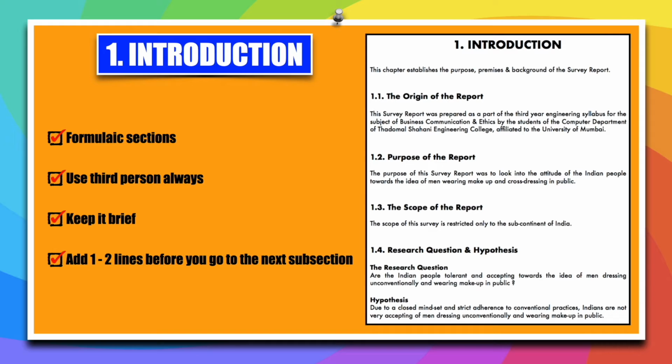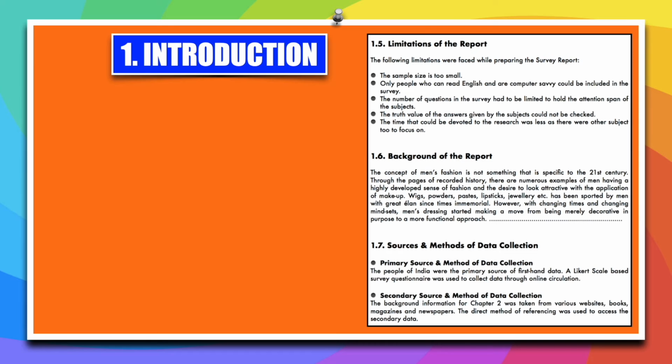You must add 1 or 2 lines before you go to any subsection, and here you will notice that before I jump to 1.1, I have inserted a sentence here which talks about what is 1. I have highlighted in red the 4th subsection. This is not mandatory for a report, but it would be a good idea for practice for all the students.